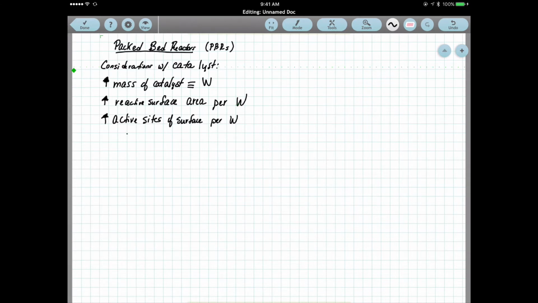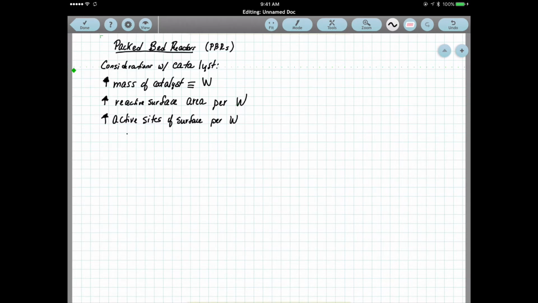So when you talk about a packed bed reactor, catalysts are important, as I mentioned. We can predict, right, that by increasing the mass of the catalyst, we can increase the performance of the reaction or the conversion, because the reactants will be interacting with more catalyst in the reactor. We label the mass of the catalyst as W. That's going to be one of the design parameters that we're going to be looking at when we talk about PBRs.